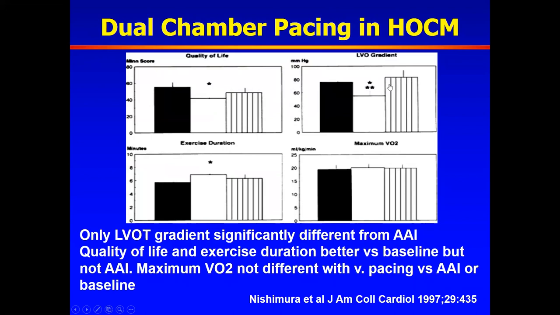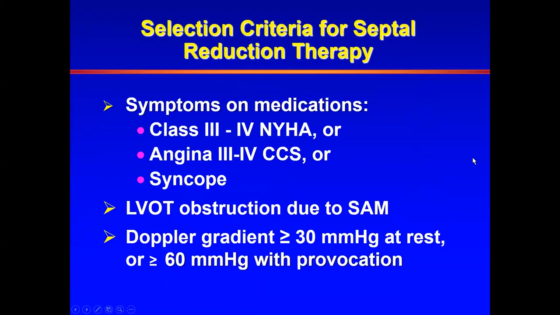But as you see from the histogram and the standard deviations, there was a lot of overlap between the two groups, and the response was really small, at best 10 to 20 millimeters mercury. Subgroup analysis, albeit a small sample size, pointed to the possibility that elderly subjects may be more likely to respond to pacing. Maximum VO2, however, nothing. It is not any better with V pacing compared to atrial sensing, atrial tracking, or to baseline no pacing. That finished the pacemaker story and the interest in pacemakers.